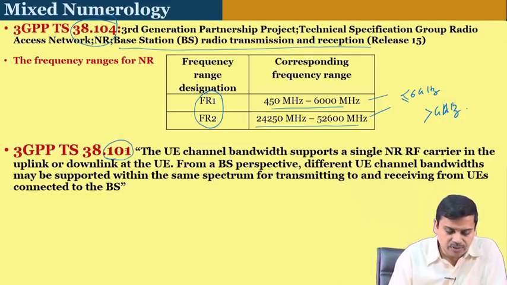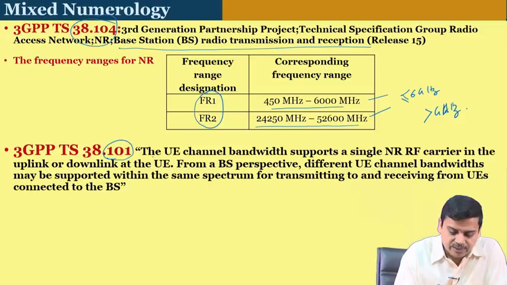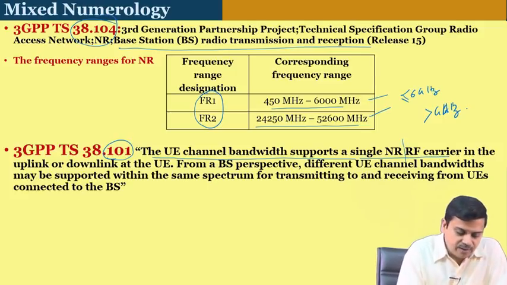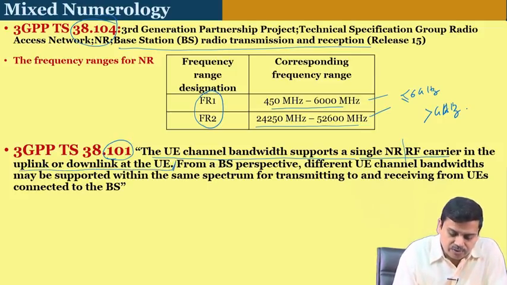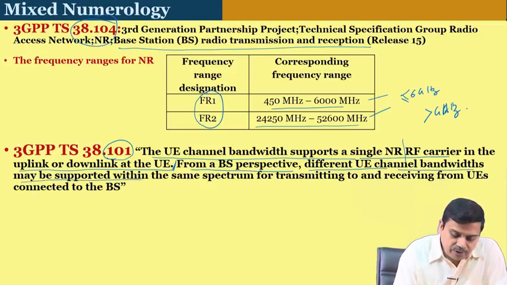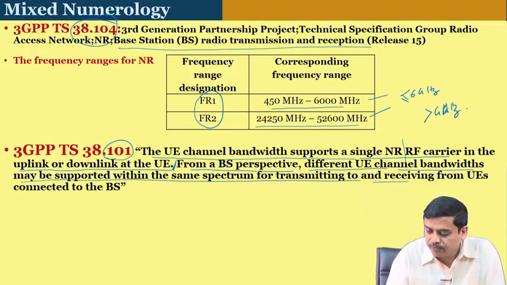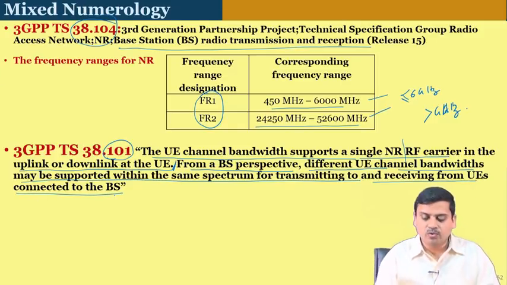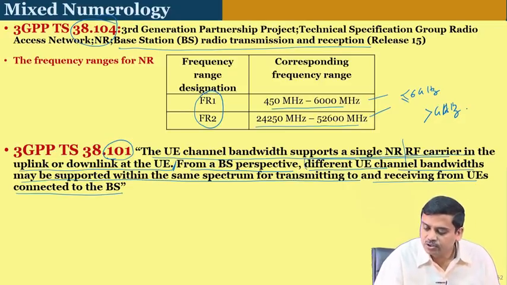We also have 38.101. If we take one particular statement from that, we find that the UE channel bandwidth supports a single NR RF carrier, where NR is new radio, in the uplink or downlink at the UE. That is one part. From the BS perspective, different UE channel bandwidths may be supported within the same spectrum for transmission to and reception from UEs connected to the base station. What it effectively means is that different user equipments will be connected to the base stations and different UE channel bandwidths should be supported.